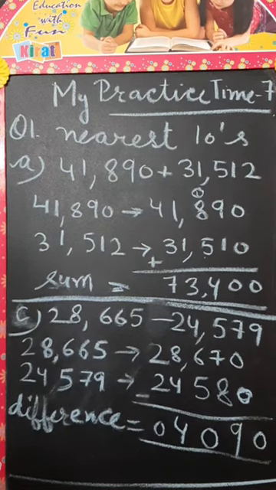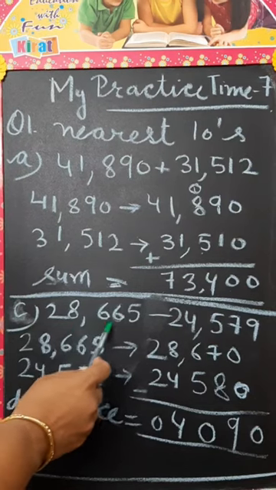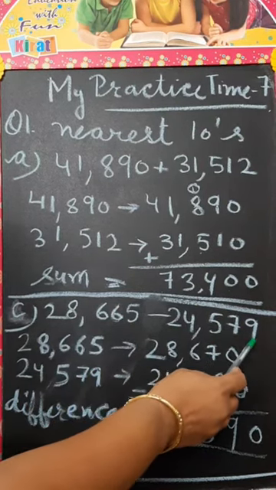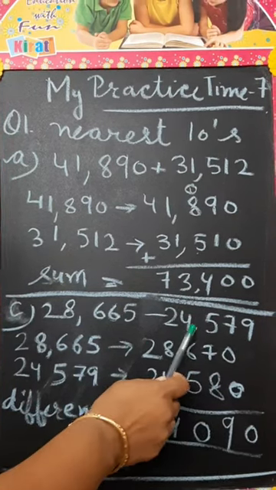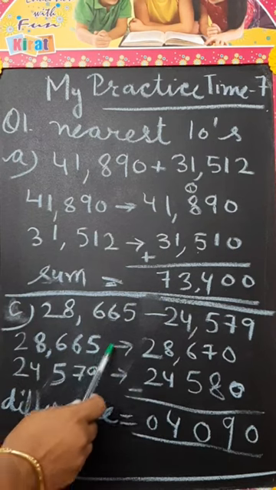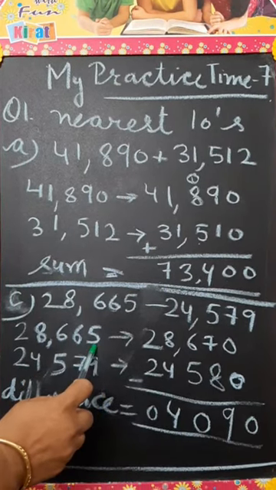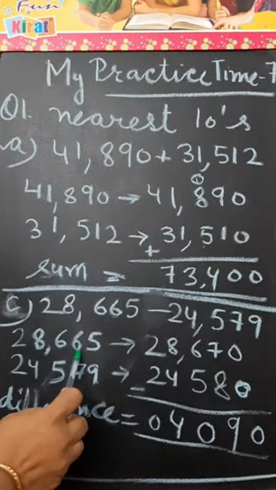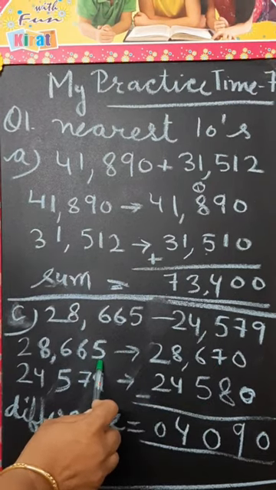Now I am taking C part. Here we have the numbers 28,665 minus 24,579. We have to take out the difference of these numbers by rounding off the numbers to the nearest tens. See here, in this number the digit at the ones place is 5. So the number at the tens place becomes 7, and the number at the ones place becomes 0.